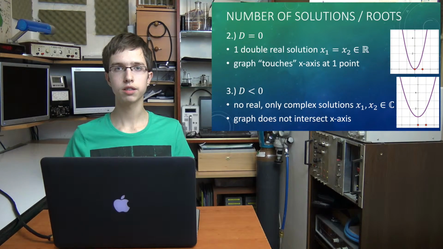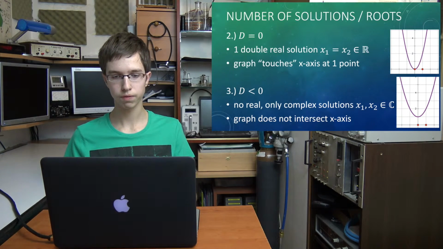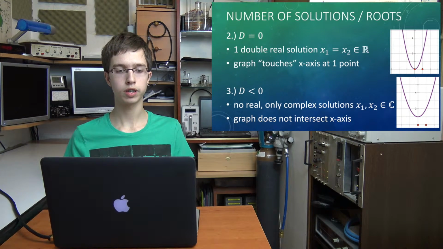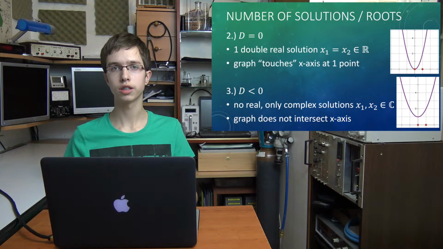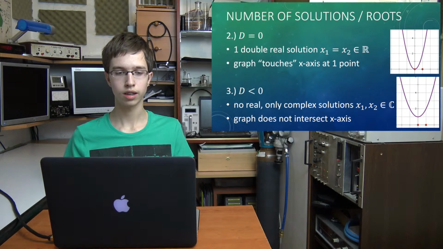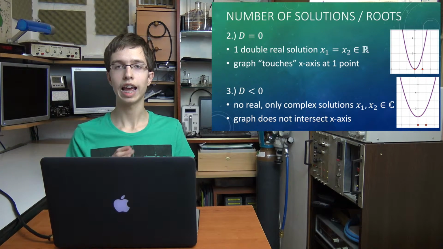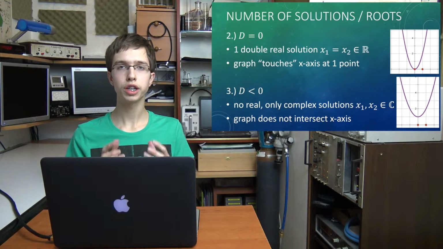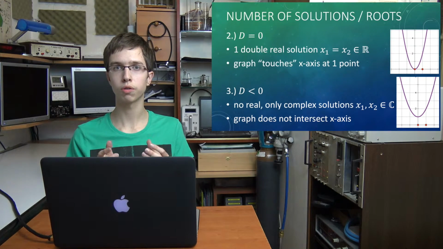And in the last case, when discriminant is smaller than 0, then the graph of quadratic function does not intersect and also does not touch the x-axis, so there are no real solutions. Solutions of quadratic equation in this case are both complex numbers.